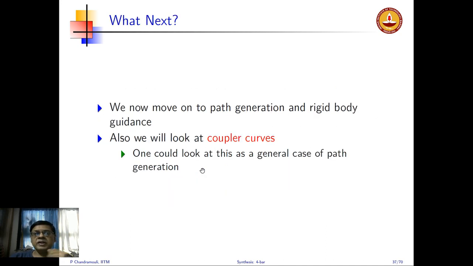All right. So what next? In the next lecture, we move to path generation and rigid body guidance. We'll also briefly look at coupler curves. I'm not going to get very deep into the coupler curve atlas as it is. I will use an animation to basically show the various coupler curve shapes and how you could use this in order to do path generation, for example. So I mentioned that path generation is actually a special case of the coupler curve. So we will come back and look at that in the next video.